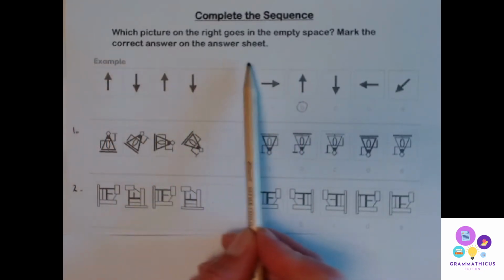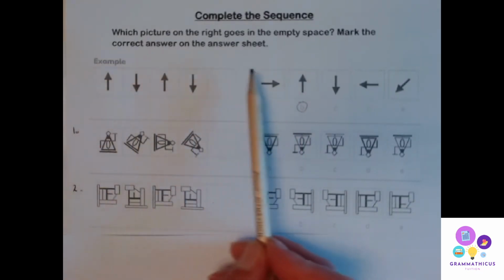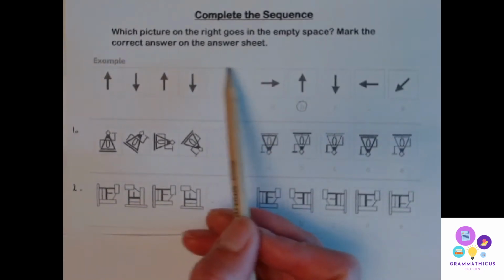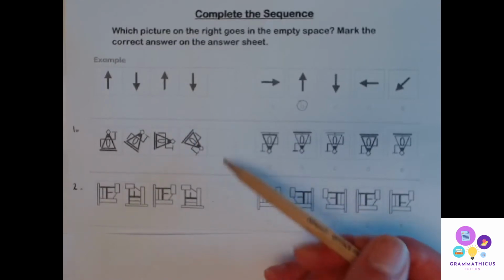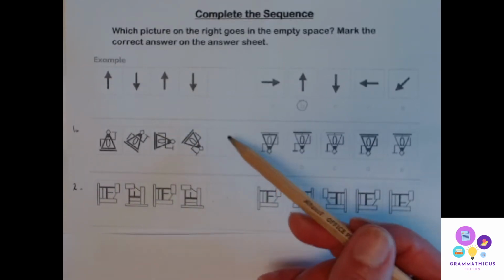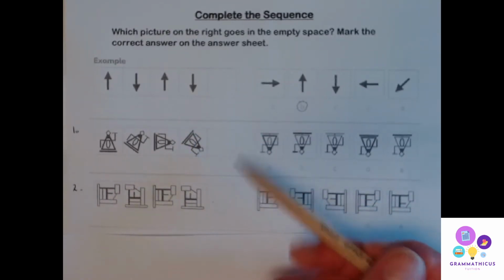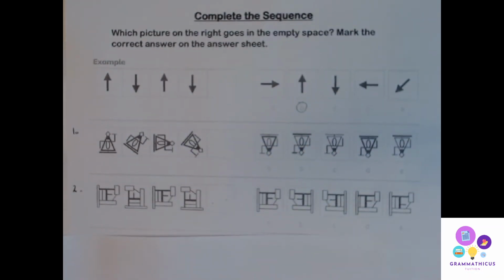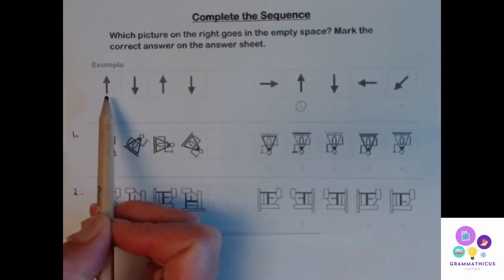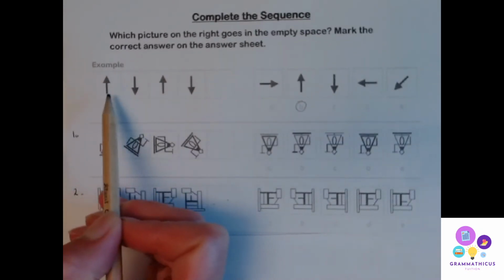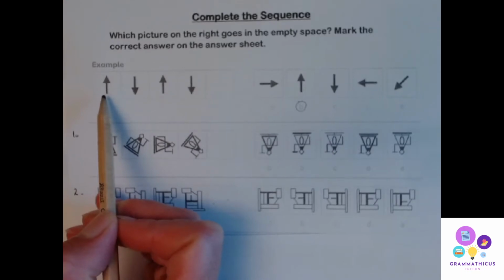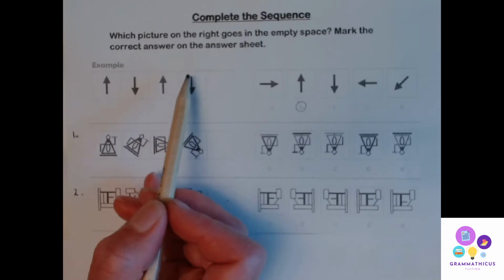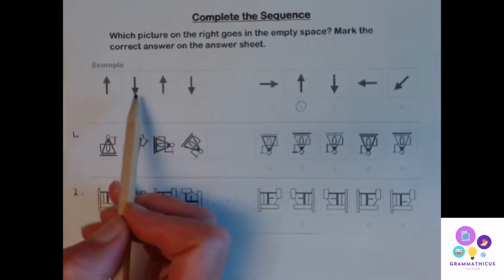So what we have is a series of pictures, and somewhere within that series of pictures we've got a space. Now, in the first couple of examples that we're going to look at today, the spaces are at the end, which actually makes it easier to start with. If we have a little look at the example, we've got quite a simple shape here. It's an arrow, and the arrow is pointing up, then down, then up, then down. So we've got an alternating sequence.